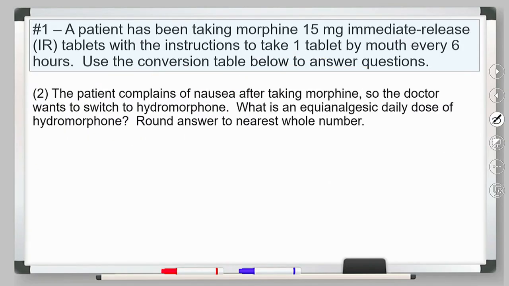So now the problem is in the hospital, they're complaining of some nausea. Morphine does cause a lot of nausea, causes a lot of constipation as well. But here the nausea is the problem, so the doctor wants to go ahead and switch them to a different opioid analgesic called hydromorphone. Don't get that confused with hydrocodone. It says hydromorphone. So what is an equal analgesic dose to hydromorphone? If we went from what they're taking, the 60 milligrams per day of morphine, and we wanted to know the equivalent dose of hydromorphone, what would it be?